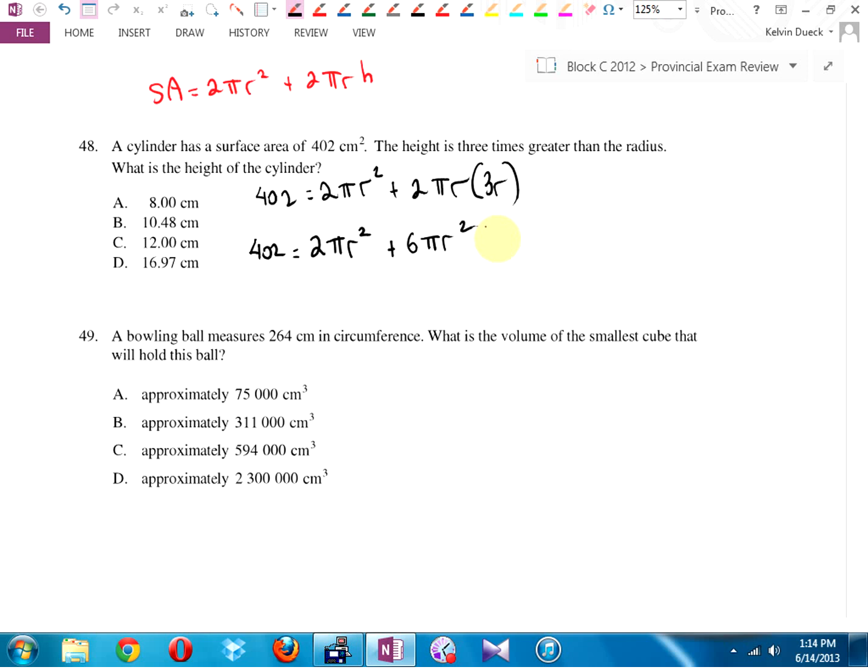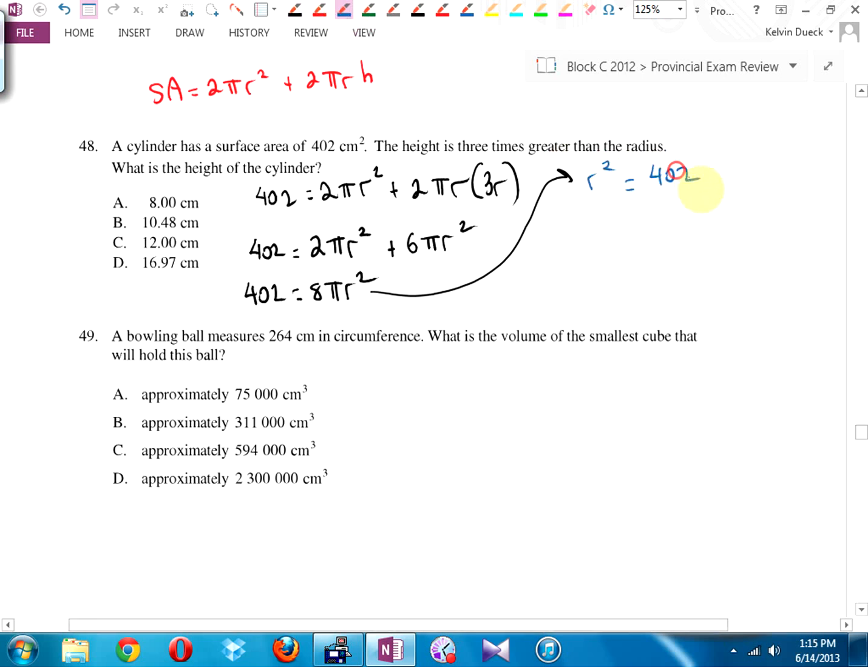Do you know what 2 pi r squared plus 6 pi r squared is? They're like terms. Let's get the r by itself. How? I need to do something with that 8 pi. What's the 8 pi doing to the r mathematically? Multiplying. So how will I move it over? Divided. I'm going to get r squared equals 402 divided by 8 pi. How do I get rid of a squared? r is going to be the square root of 402 divided by 8 times pi.